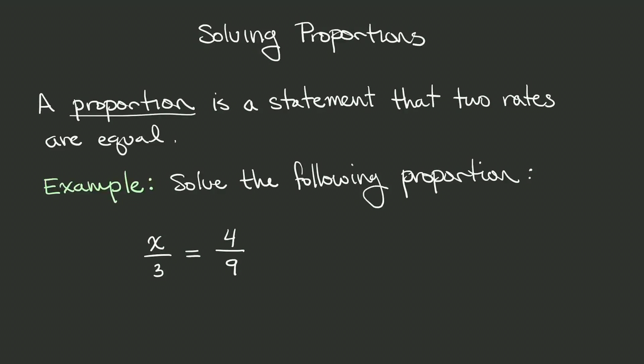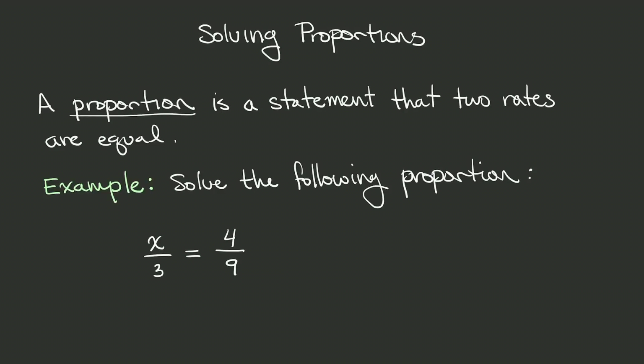Recall that a proportion is a statement that two rates are equal. For example, here we're supposed to solve the following proportion, where we have x over 3 equals 4 over 9. So our proportion has the unknown x, and we're supposed to solve for x.